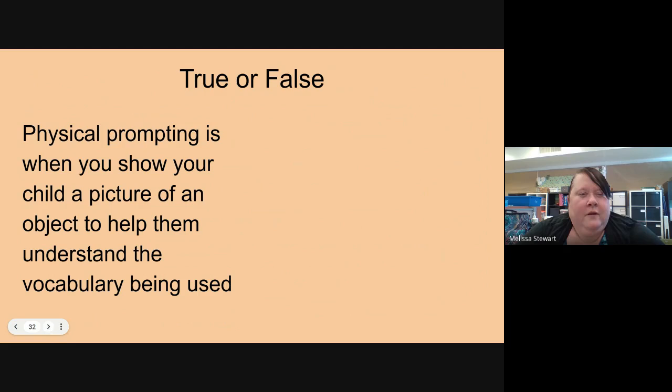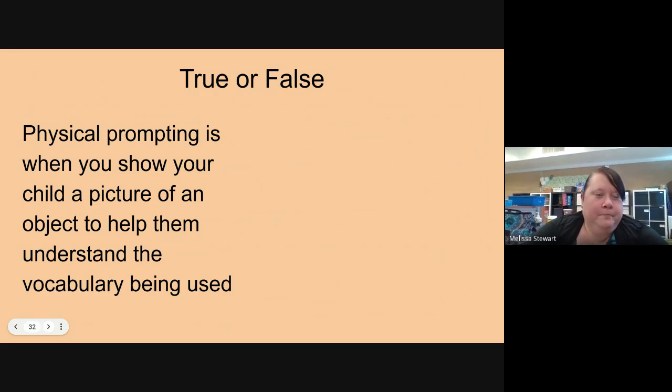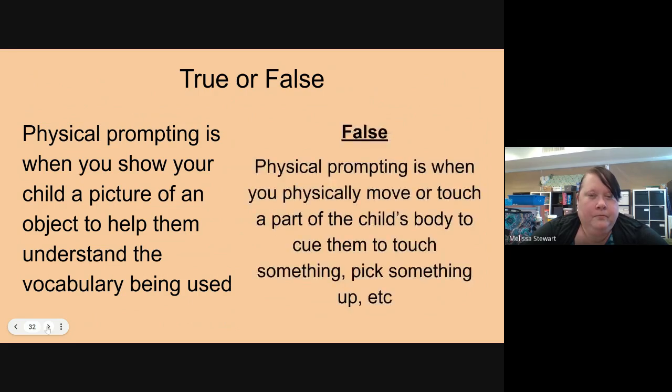True or false? Physical prompting is when you show your child a picture of an object to help them understand the vocabulary being given. The answer is false. Physical prompting is when you physically move or touch a part of the child's body to cue them to touch something, pick something up, etc.